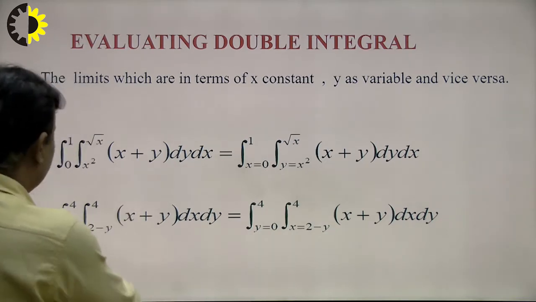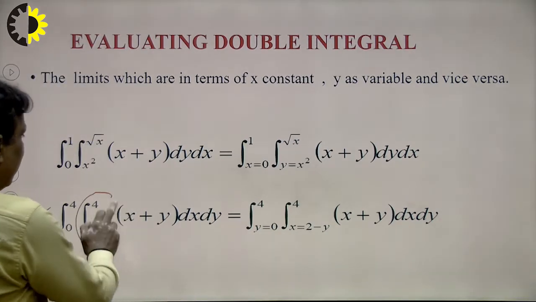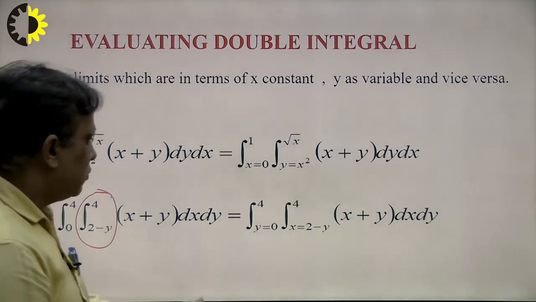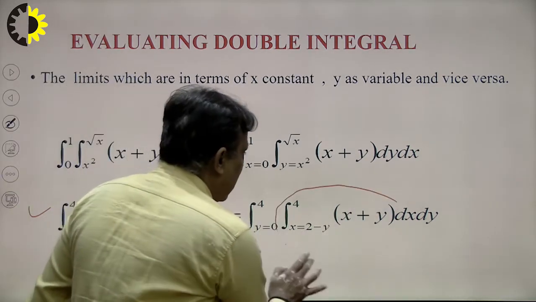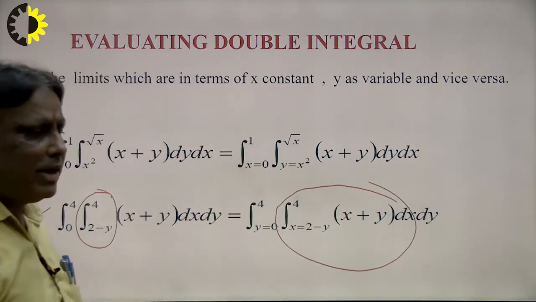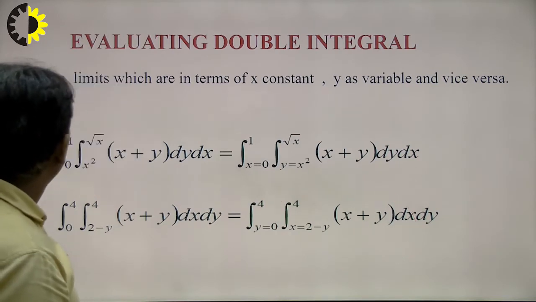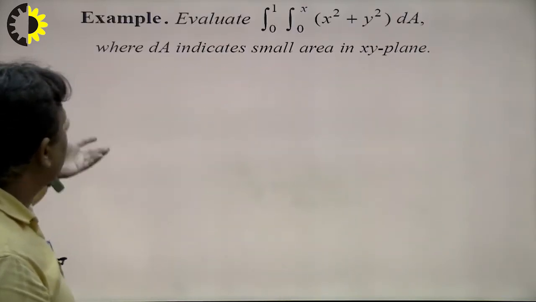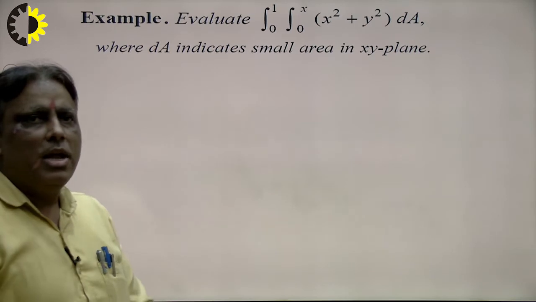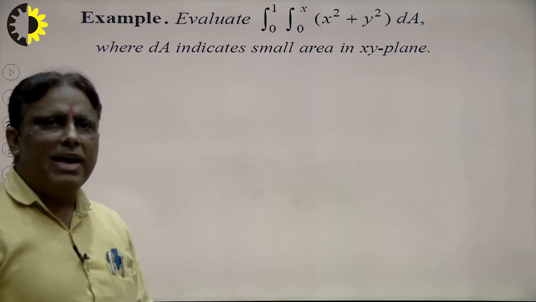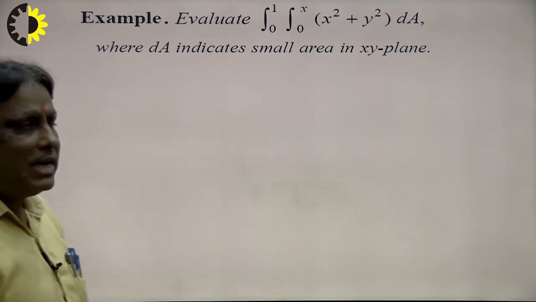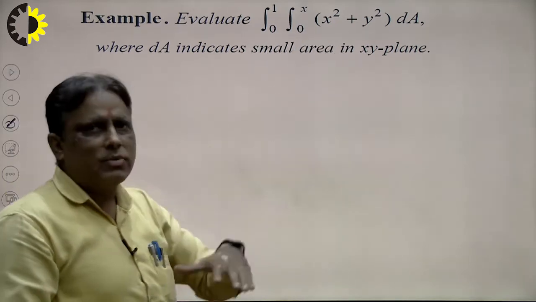This is another example. This is the limit of x. So first of all I solve the limit of x and after this I solve the limit of y. That means when we do the problem we see very carefully. And now the first problem is to evaluate the double integral, x from 0 to 1, of x squared plus y squared dA.